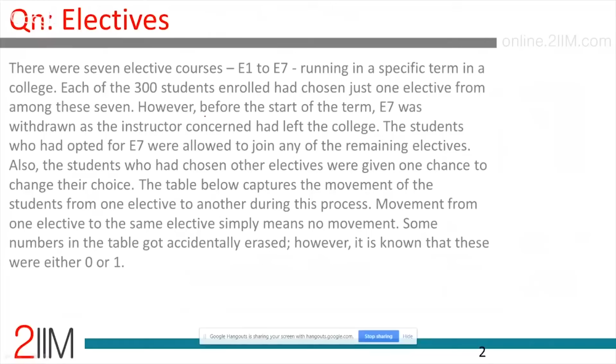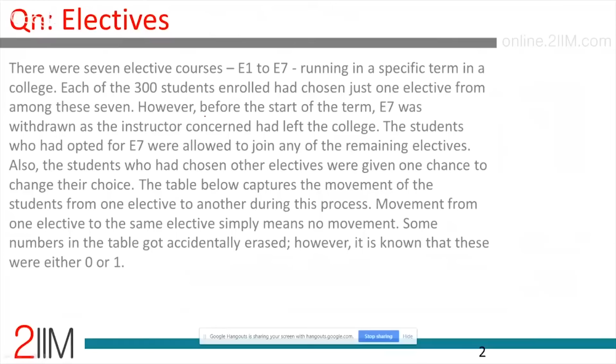Movement from one elective to the same elective simply means no movement. From E1 to E1 means the student has not changed his elective. Some numbers in the table got accidentally erased. However, it is known that these were either 0 or 1. Brilliant. That's a very useful clue. And so some numbers got erased. They're going to be either 0 or 1.